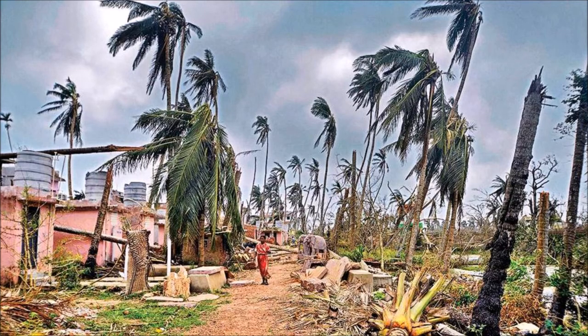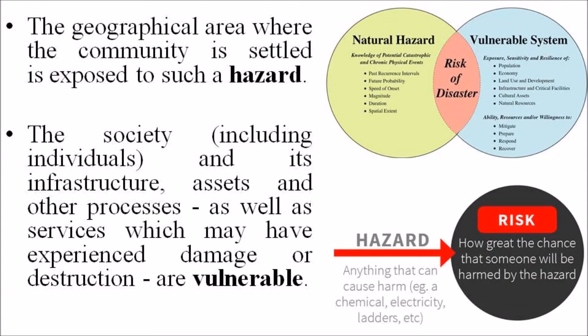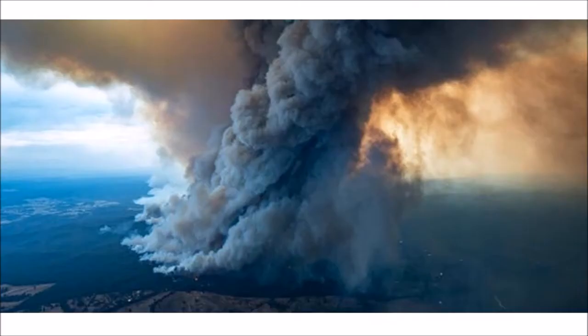When discussing disaster risk management, a disaster can highlight the following in a community. The first one is the geographical area where the community is settled is exposed to such a hazard, as well as the society, including the individuals and its infrastructure, assets, and other processes, as well as services which may have experienced damage or destructions, are known as the vulnerability of that particular disaster. The different terminologies in disaster management system are as follows.